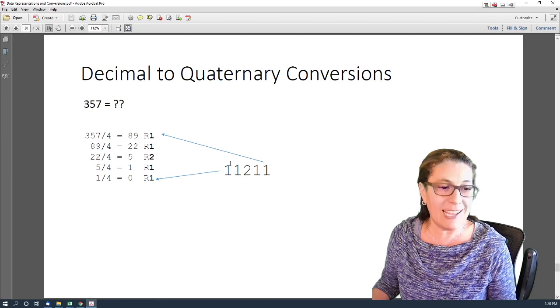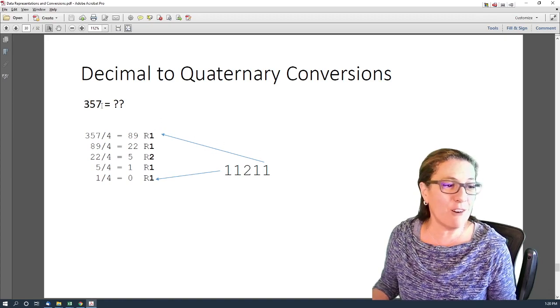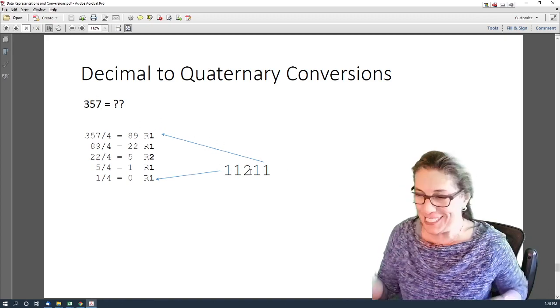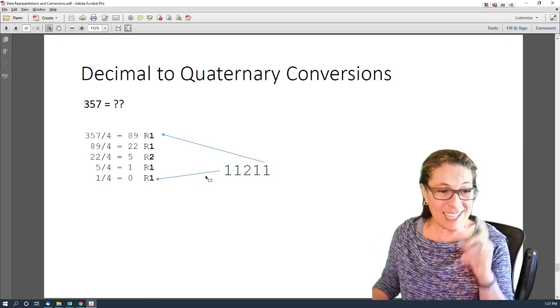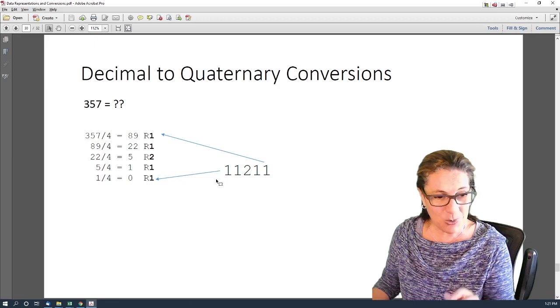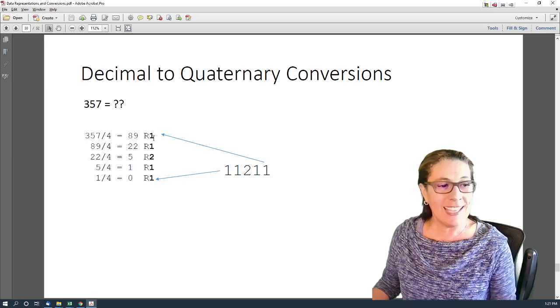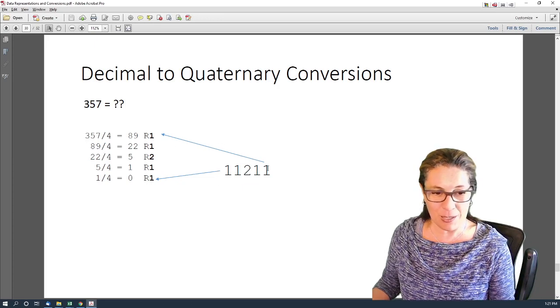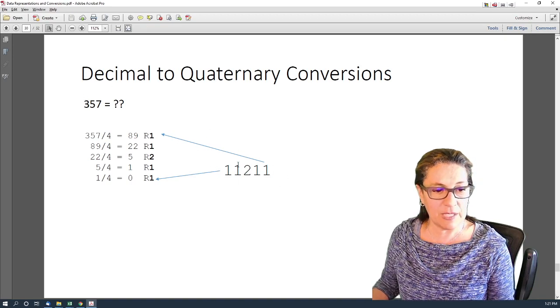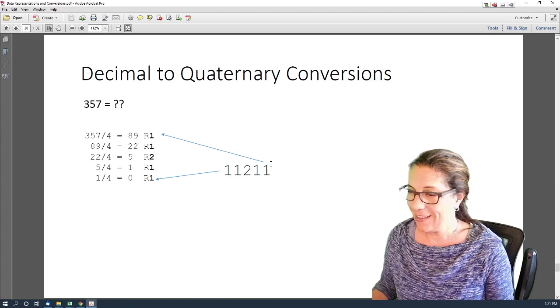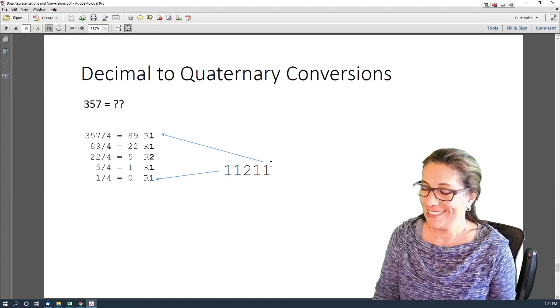It was unfortunate that I got a number that reads the same way from left to right and right to left. But don't forget that the last one is the most significant digit, and the first one is the least significant digit. So this is the representation of 357 in quaternary. All right? Any questions?